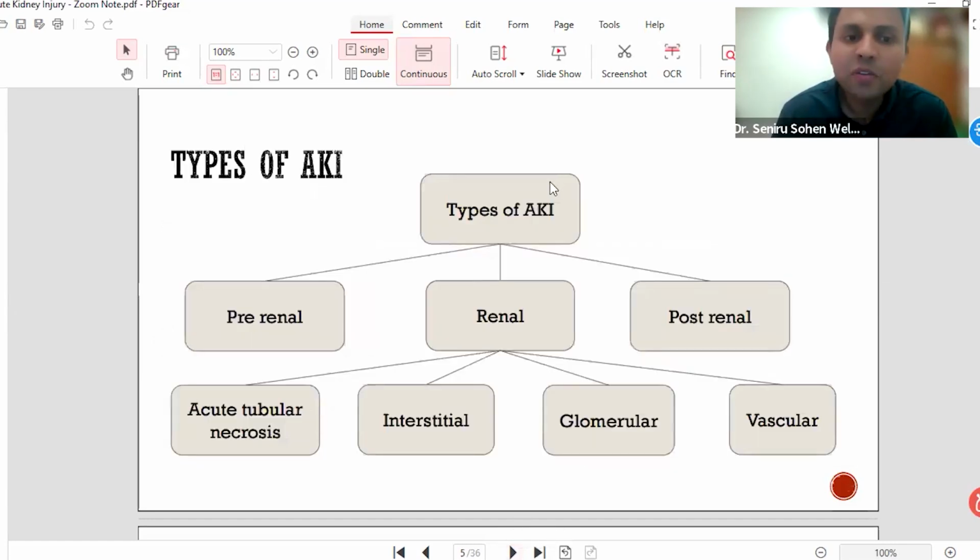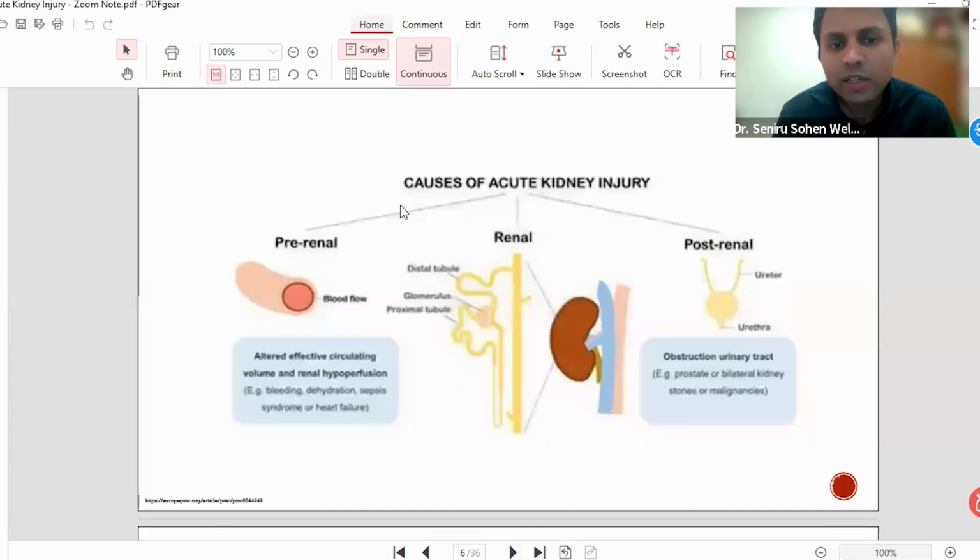So these are the types of AKI: pre-renal, renal, and post-renal. And renal can be subdivided again into ATN, interstitial, glomerular, and vascular. So again, in a diagram, pre-renal, renal, and post-renal of the collecting ducts.